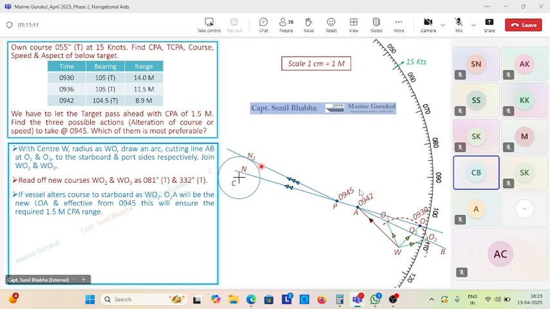Any more doubts? Also, which is the most preferable action? Okay, I'm telling you that. Let's go ahead and see.